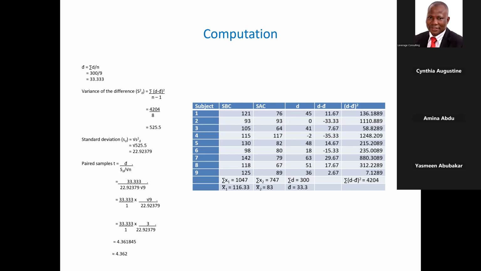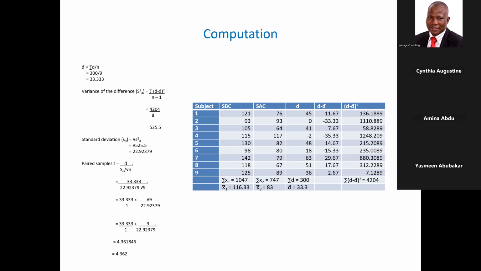So for each person, you look for the difference first. See, like 121 minus 76 gives you 45. 93 minus 93 gives you 0. 105 minus 64 gives you 41. 115 minus 117 gives you minus 2. 130 minus 82 gives you 48. 98 minus 80 gives you 18. 142 minus 97 gives you 63. 118 minus 67 gives you 51, and 125 minus 89 gives you 36.